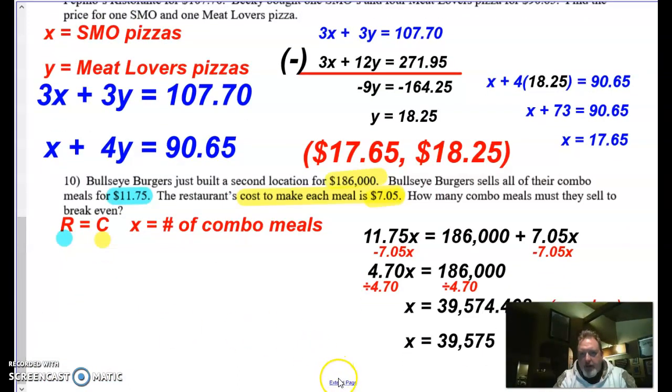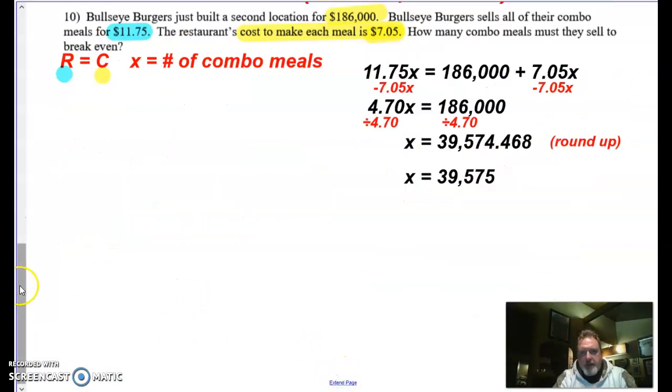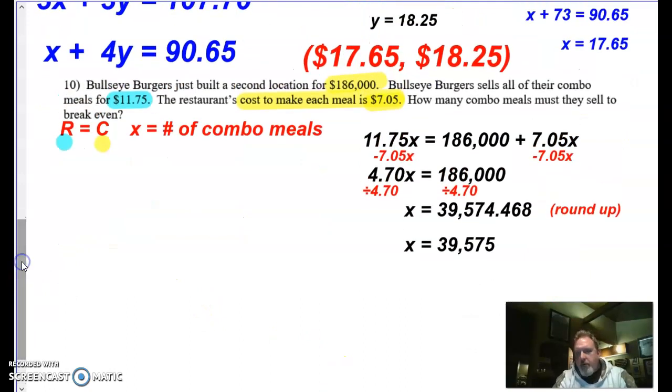Last one on our practice quiz here. We're back to break even, and when you break even, your revenue has to equal your cost. For Bullseye Burgers here, they're going to sell their combo for $11.75. That's our revenue. That's the money they're making. And their cost was this cost opening the second location, $186,000, plus the $7.05 for every combo. That's their cost for their food and whatever other items they have to stay in business.